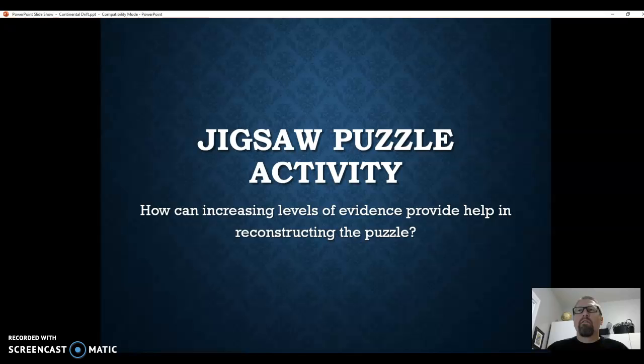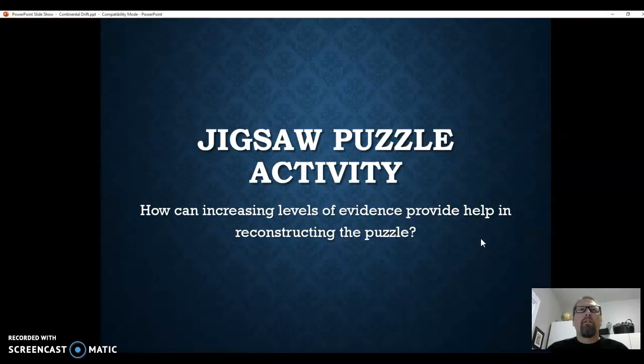I typically start this off with an activity that I developed over time. I basically give students a jigsaw puzzle, an actual jigsaw puzzle that I get from the dollar store. I've cut some of the pieces off of the ends of the puzzle so that they don't fit together very well. And I have them try to reconstruct the puzzle with the cardboard side up. And that's sort of how I start this.